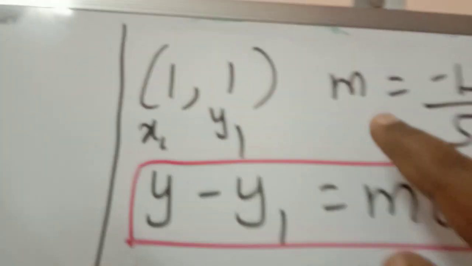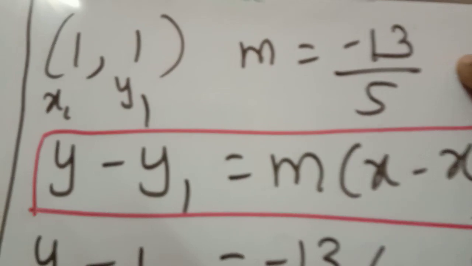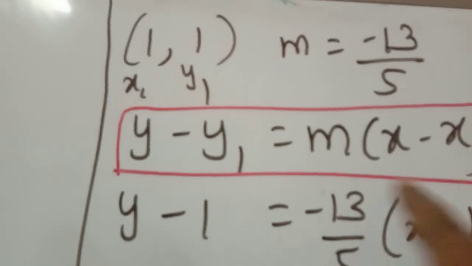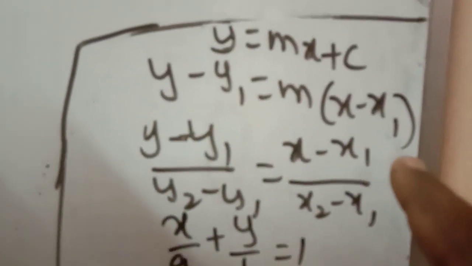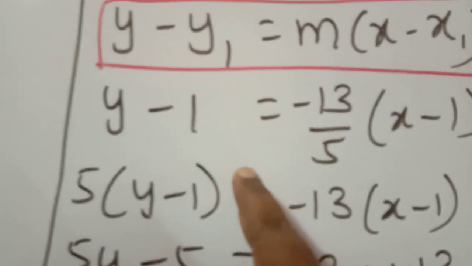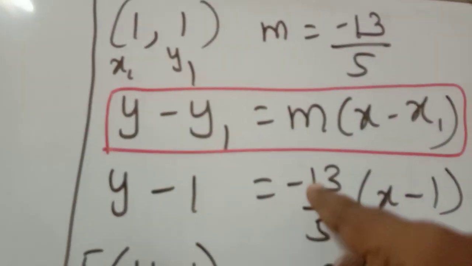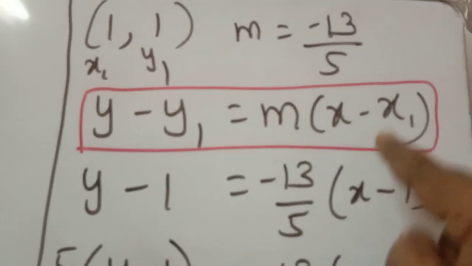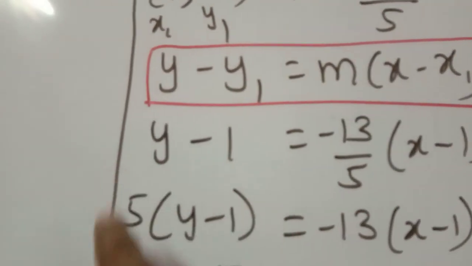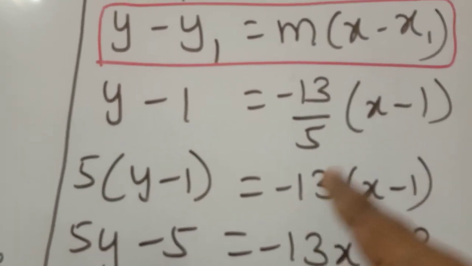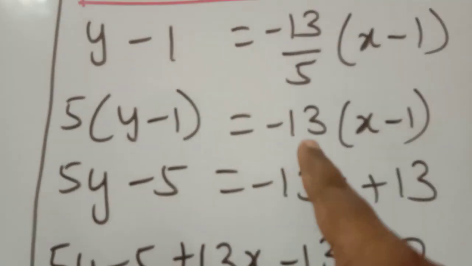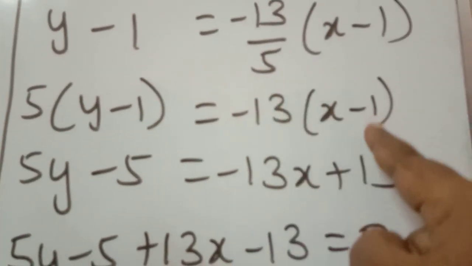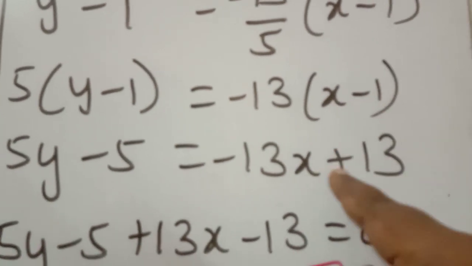Now using the point (1, 1) and slope m equal to minus 13 by 5, we are going to find the equation. As we know, 4 equations are there. If one point and slope is given, we have to select the second one: y minus y1 is equal to m into x minus x1. Substitute the values: y minus 1 equals minus 13 by 5 into x minus 1. Cross multiply: 5 into y minus 1 is equal to minus 13 into x minus 1. Multiply 5 inside the bracket: 5y minus 5 is equal to minus 13 into x, minus into minus, same sign plus, so plus 13.